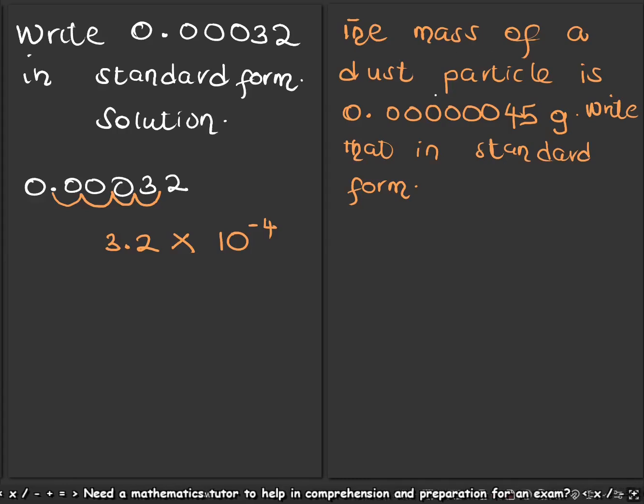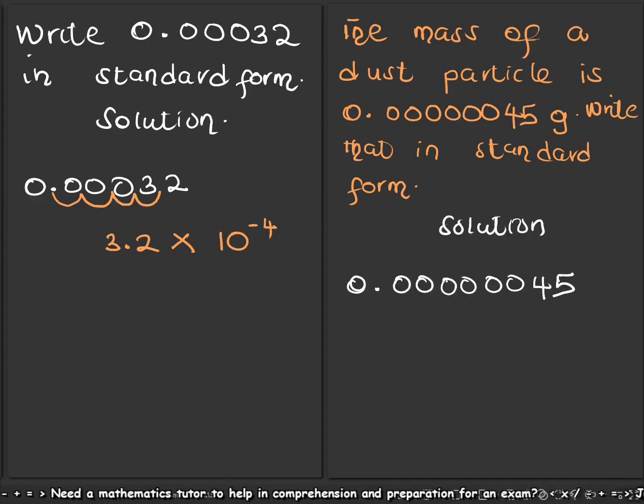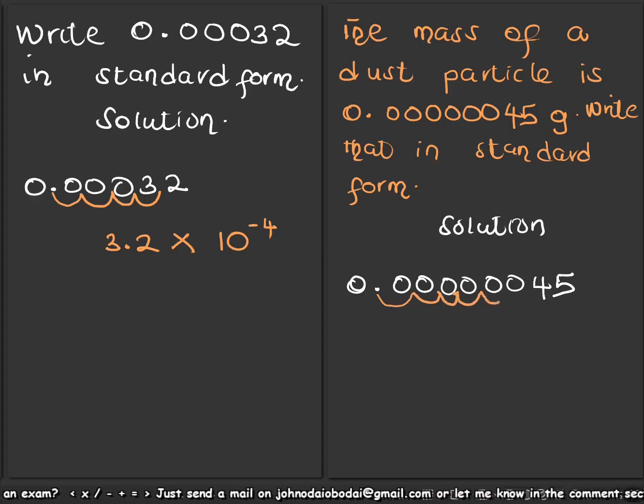It says the mass of a dust particle is what? 0.0000045 grams. And we have to write it in standard form. You see how small this number is? So we have the number here, which is 0.0000045. We want to write it in standard form. So we know our decimal point to be here. How many times are we going to move it? 1, 2, 3, 4, 5, 6, and then 7. We have moved it 7 times, you see.